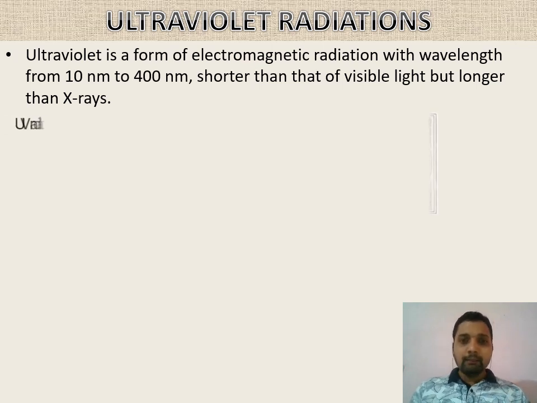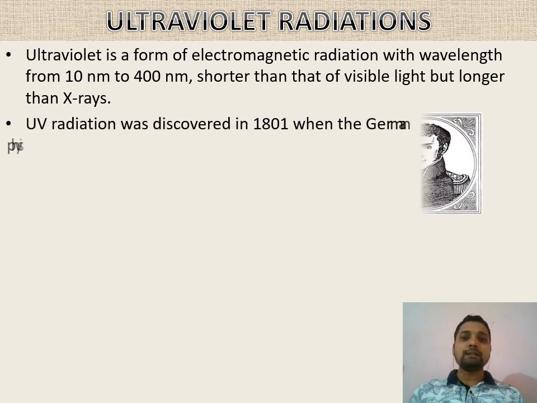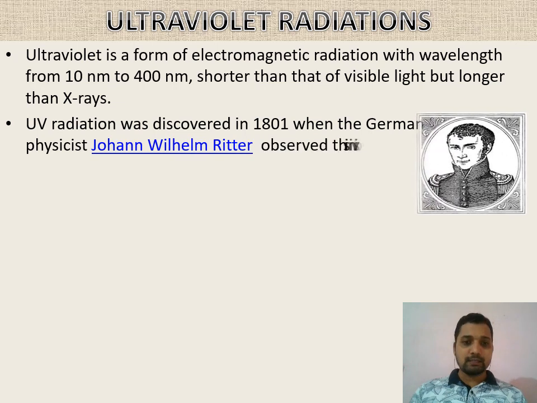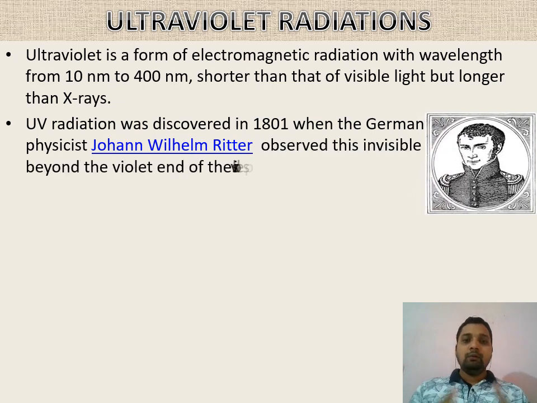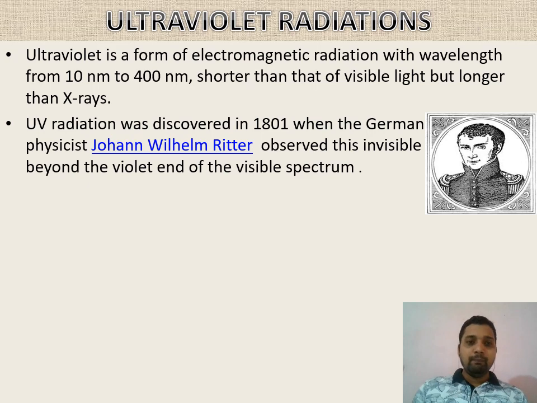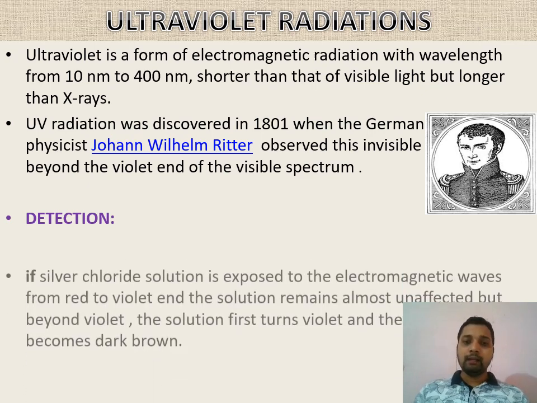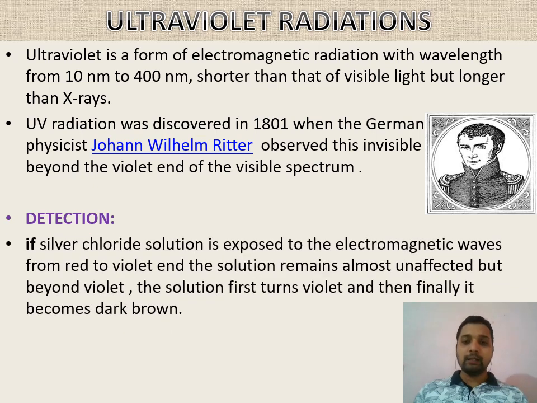Ultraviolet rays were first discovered by the German physicist Ritter, who observed the presence of an invisible spectrum beyond violet. So, the discovery of UV radiation by Ritter. How to detect the presence of ultraviolet? Because ultraviolet is an invisible spectrum, for that we are taking the help of silver chloride solution.